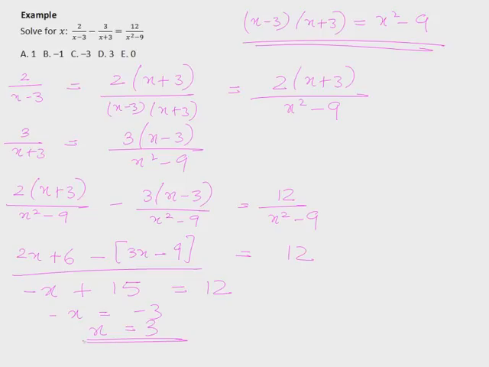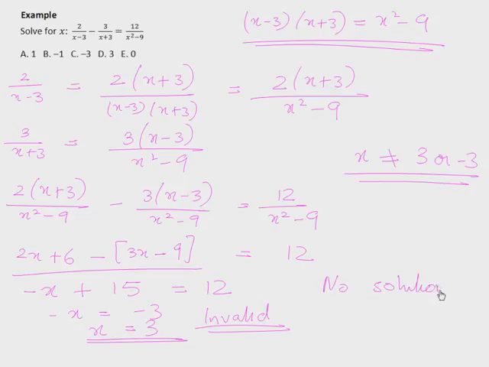Is this okay? This certainly isn't okay because this is an invalid solution. I'm not allowed to take x equal to 3 because my assumption is that x is not equal to 3 or minus 3. The denominators cannot be 0. So my solution x equal to 3 is invalid, and there are no solutions. All the answer choices are wrong. Ignore them. There are no solutions to this equation.